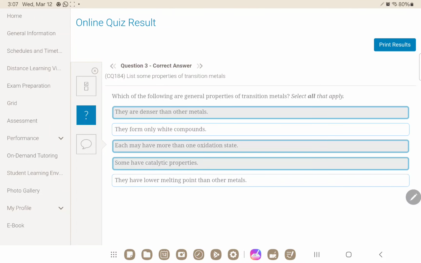So, list the general properties of transition metals. They are denser than other metals. Yes, they have a higher density. Memorize this. It's one of their properties. They have more than one oxidation state. This is literally what makes them transition metals. They have catalytic properties. They have a lower melting point? No. And they only form white compounds? Also no. Moving on.